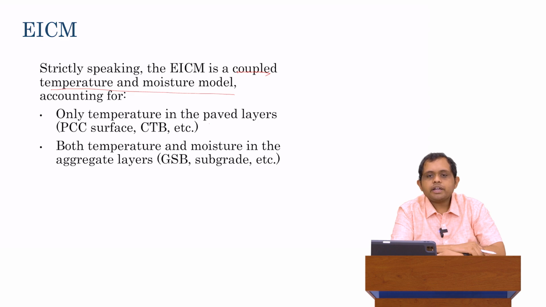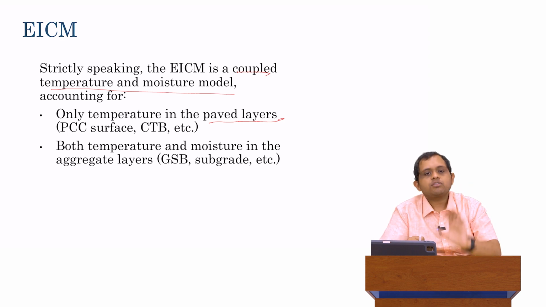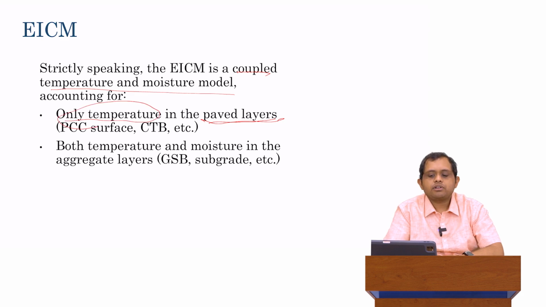And it does the following. For paved layers, that is layers which are made of some kind of a paved material, both bituminous layer as well as concrete layer. It could also be a CTB, cement treated base, or some other kind of treated base. For these paved layers, basically we don't have any moisture. We assume that these layers are not going to hold any moisture. It is only doing temperature calculations. That is, the CMS model is used exclusively for paved layers.